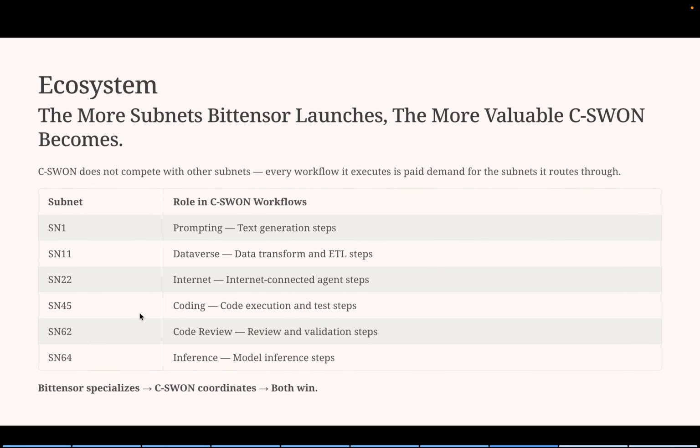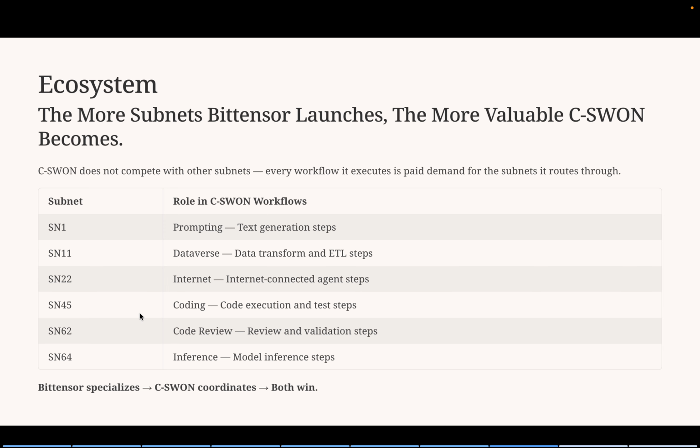Moving forward, C-SWON does not compete with other subnets, it amplifies them. By routing to SN1 for text generation, SN62 for code review, SN22 for internet access, SN11 for data processing, we generate demand for every subnet we touch. We are not extracting value from the ecosystem, we are multiplying it. This is the thesis. As Bittensor matures, subnets specialize deeper and narrower. The value of the coordination layer above them grows superlinearly. C-SWON is positioned to capture that coordination premium.